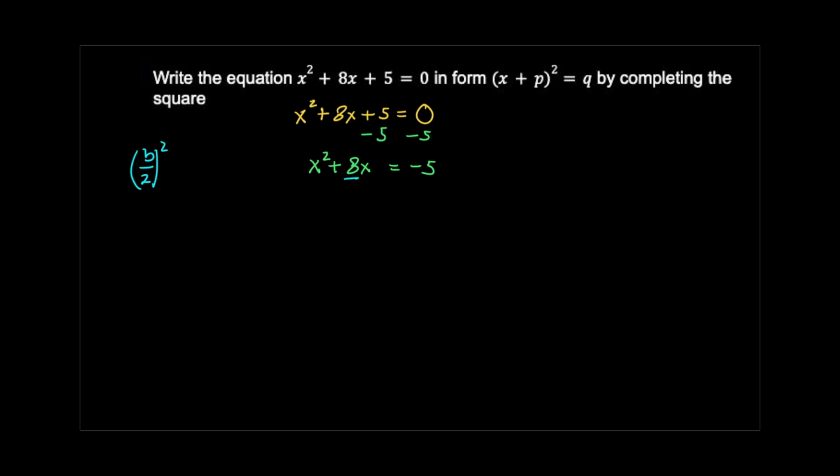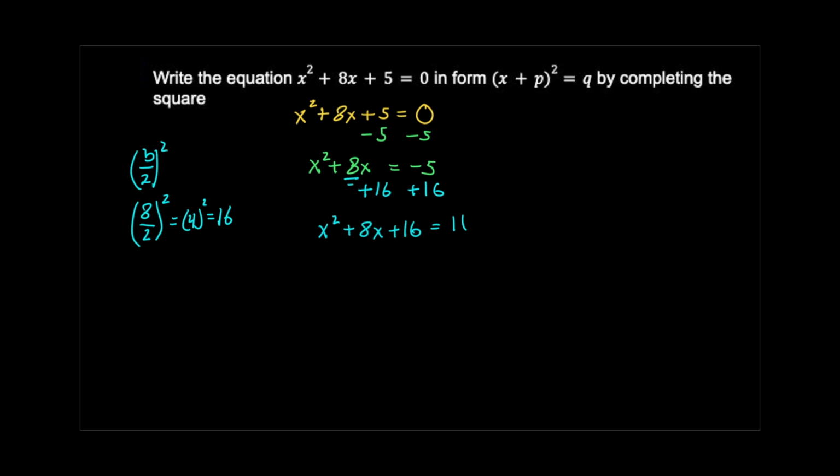So in this case, our value for b is 8, so I'm going to take 8 divided by 2 and square it. 8 divided by 2 is 4, and 4 squared is positive 16. Should always be a positive number. After all, we are squaring it. So we're going to add that positive number, 16, to both sides. So plus 16 and plus 16, which is going to give me x squared plus 8x plus 16 equals, on the other side, 11.